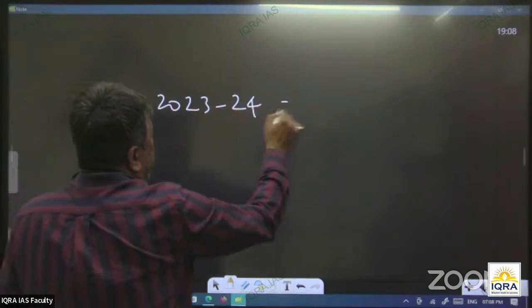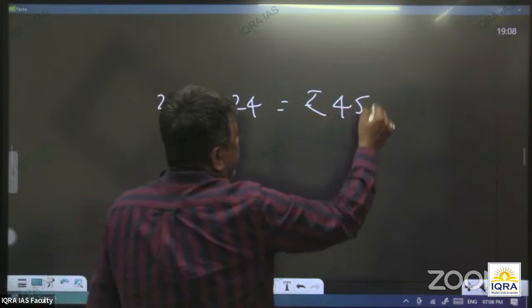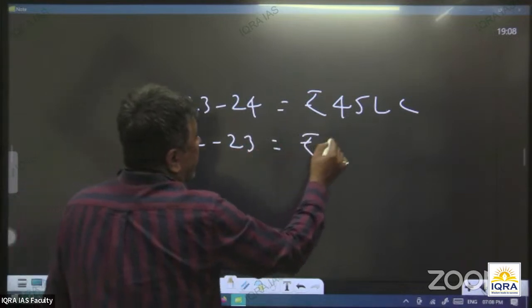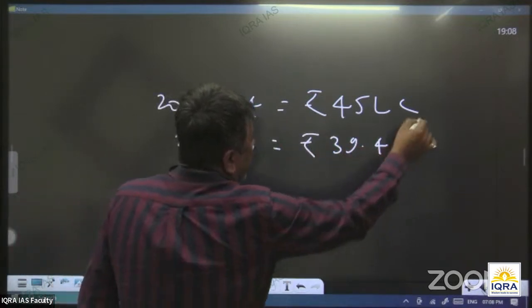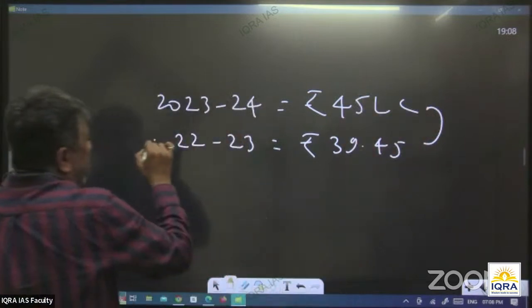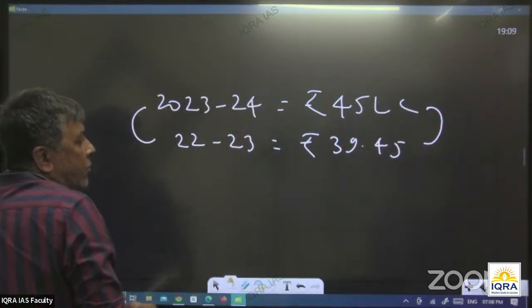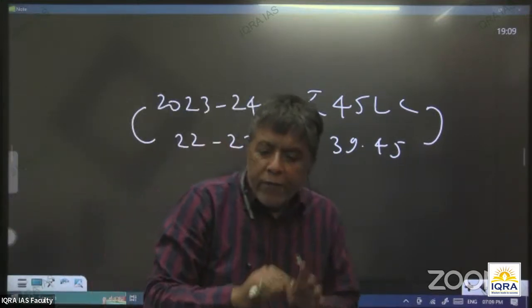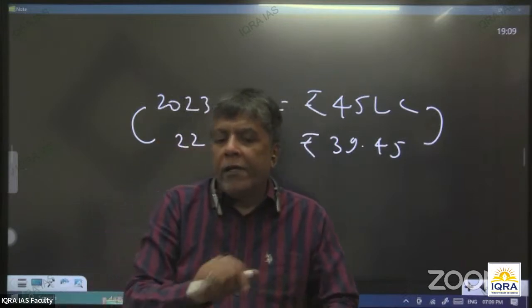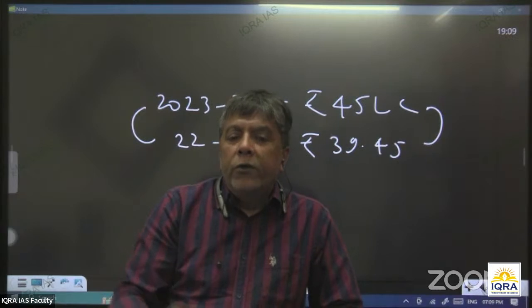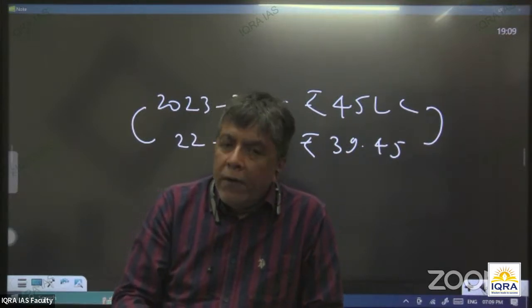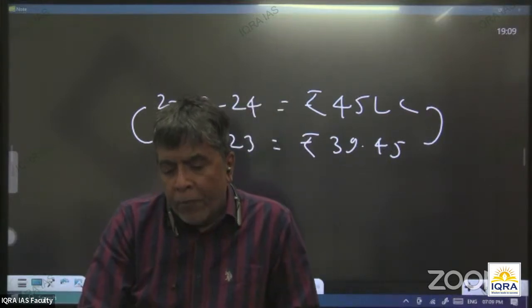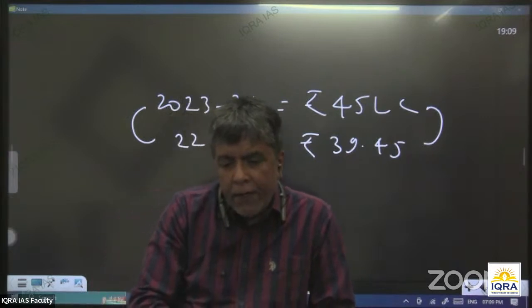2023-24, the size of the budget is rupees 45 lakh crore. Last year the size of the budget was rupees 39.4 lakh crore. So the budget size is increasing, the government's expenditure is increasing, so revenue is also increasing, okay, but not in that ratio. So what will happen then? The fiscal deficit will remain, there will be no difference in the fiscal deficit. So the government's revenue is increasing, tax revenue has increased, both direct and indirect, but the expenses of the government are also increasing. So as a result, government has to go for more and more borrowing, leading to high fiscal deficit. This is the reason. Okay, alright sir, any other question?